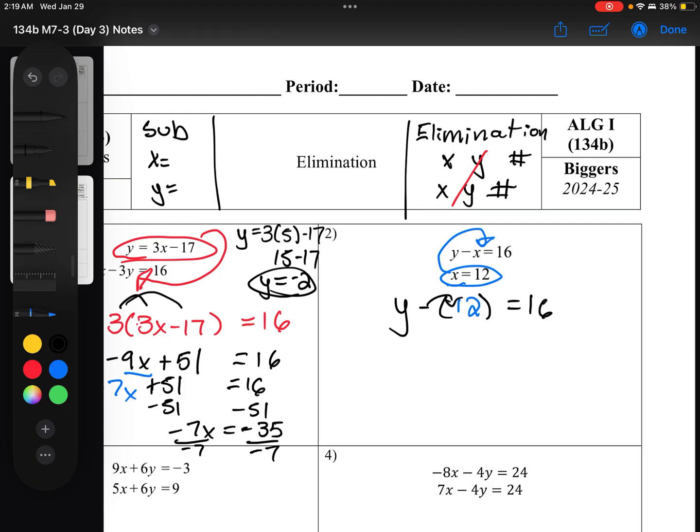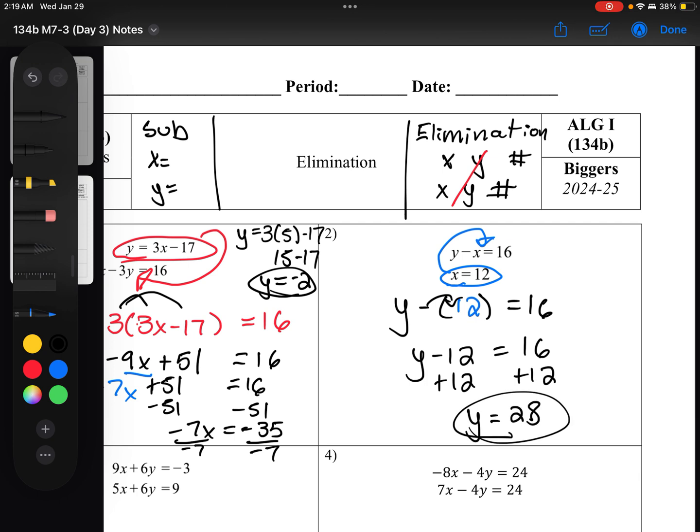Distribute the negative, and 12 becomes negative 12. Add 12 to both sides, and y is equal to 28. So you have x is 12, y is 28.